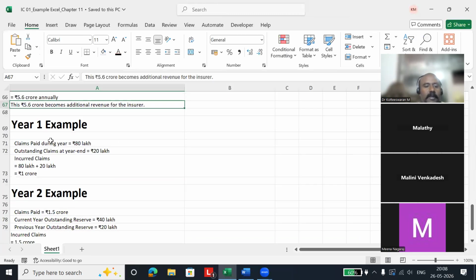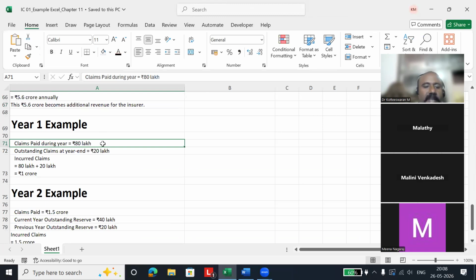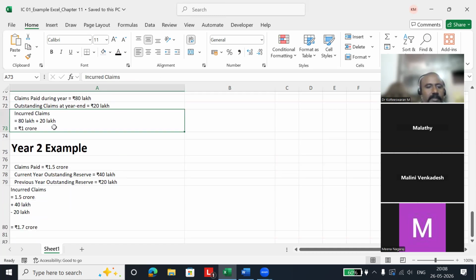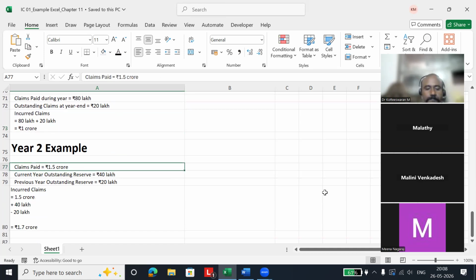For example, first year I have 80 lakhs claims. So outstanding claims is 20 lakhs. So total is 1 crore claims. So from my profit I will minus this 1 crore claims. Okay. So second year, I am getting 1.5 crores claims. So outstanding reserves I am going to keep 40 lakhs. So 1.5 plus 40 is 1.9.